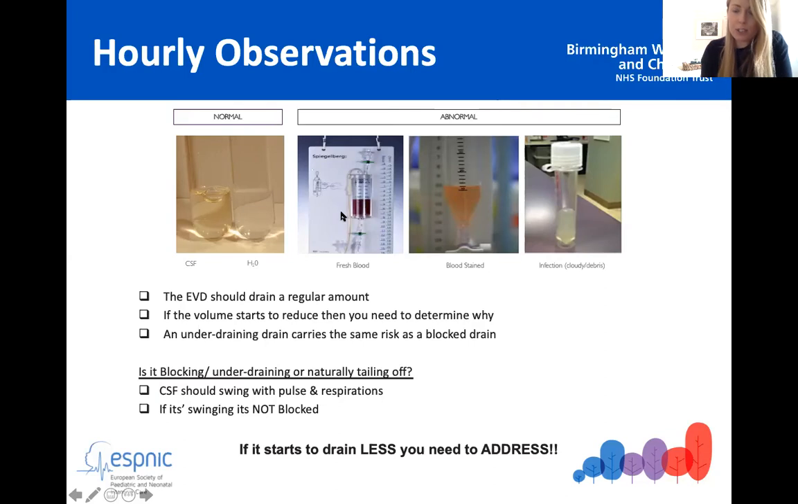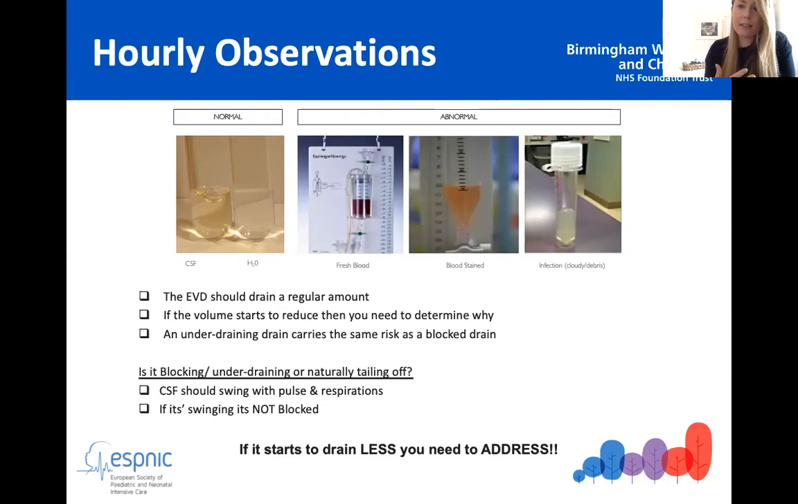But if at this point, once the blood staining is cleared, you suddenly get a rebleed, or you start to see blood that you didn't have before, that's definitely then something that needs to be escalated, because something new has changed within the pattern and the colour of the CSF that you're draining. So it should drain roughly a regular amount. Doesn't matter what the volume is, as long as it's not zero. But if it starts to reduce, you need to determine why.